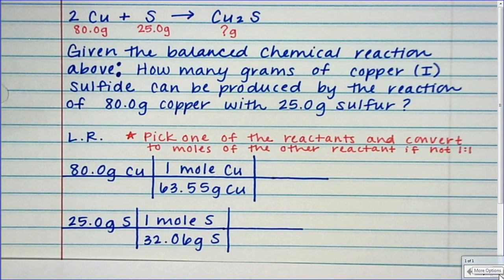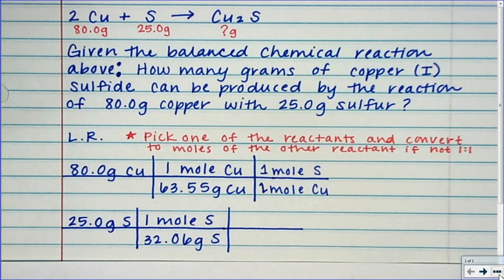Just to be very clear, I went ahead and added a starred note. So in pink, I have here, pick one of the reactants and convert to moles of the other reactant, if not 1:1. And it really doesn't matter which one you go ahead and do. So in this example, copper, sulfur, you can go ahead and convert, and I'll show you how to do that. It really is just a mole-to-mole step that you'll add. But I always just pick the first one that I have listed. And so copper is my first one listed. And so I'm going to go ahead and do a mole-to-mole conversion between copper and sulfur to my first dimensional analysis. So let's go ahead and get that taken care of.